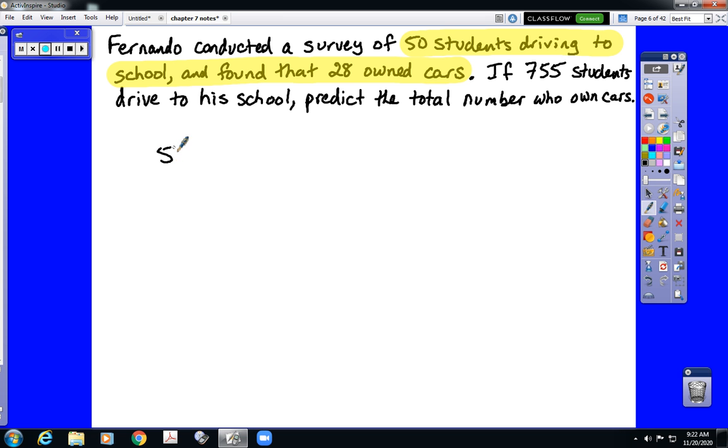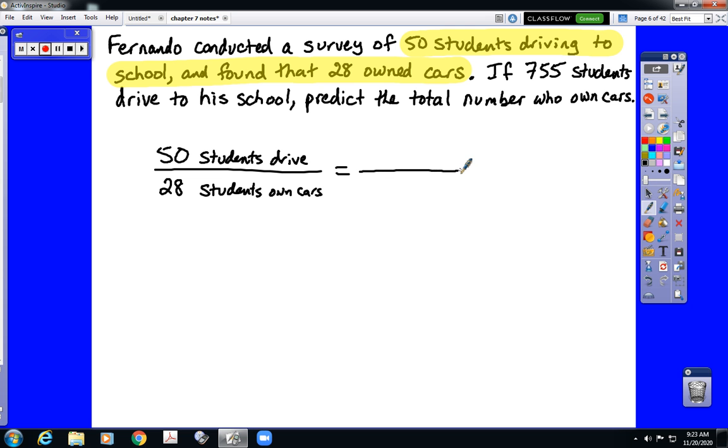50 students drive to school. Of those, 28 students own cars. Okay? On the other side of your proportion, we've got one more number, and that is that 755 students at Fernando's school drive to school. So the big key here is that we've got to get that number in the correct place.